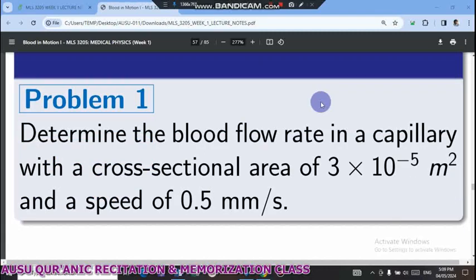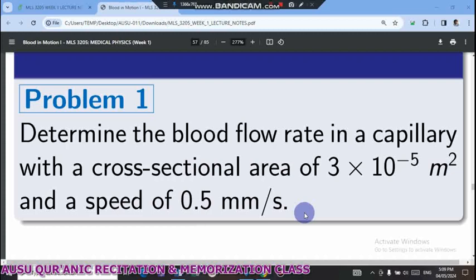Problem 1 says determine the blood flow rate in a capillary with a cross-sectional area of 3 times 10 raised to the power of -5 meters squared and a speed of 0.5 millimeters per second. Okay, as I explained previously, we do have two formulae for calculating flow rate.